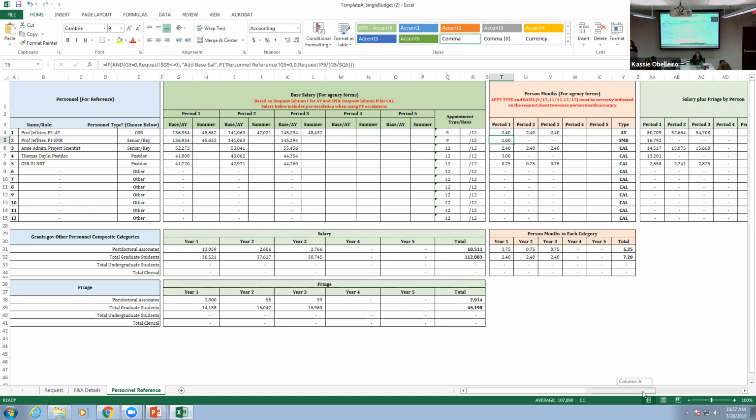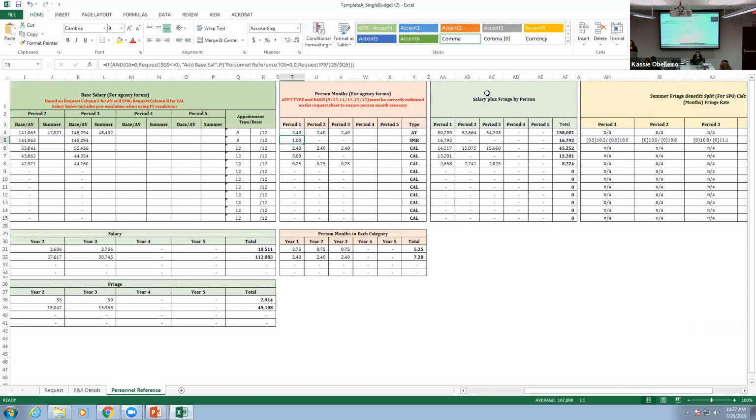Over here, this is salary plus fringe per person. Sometimes that's important to know. You want to know what's their total compensation, especially when we're doing DOE and things. Sometimes they ask that, how much are you charging per person? This adds that up for you.